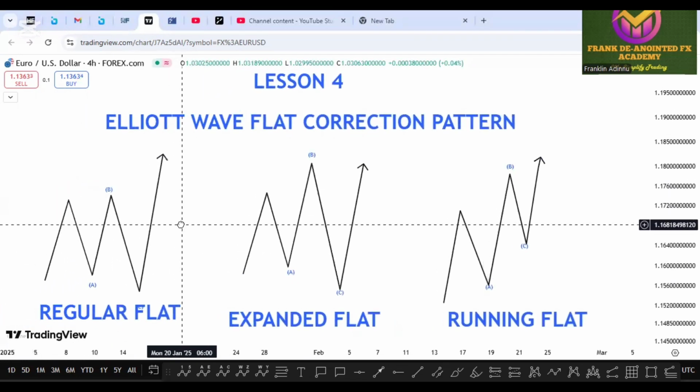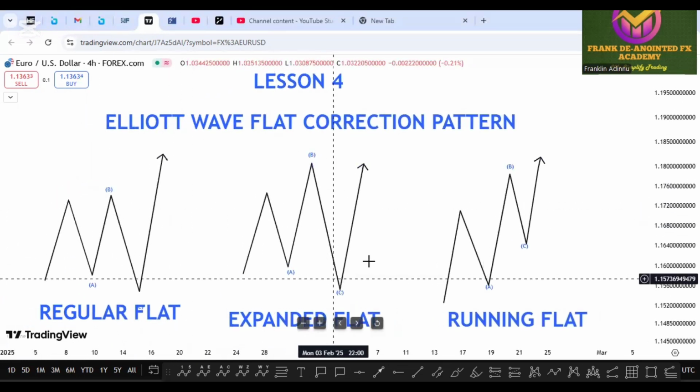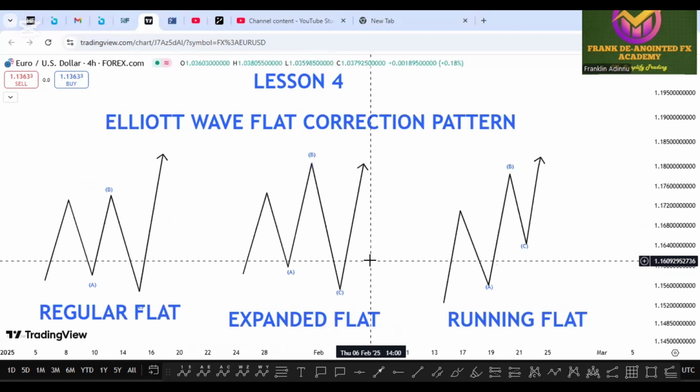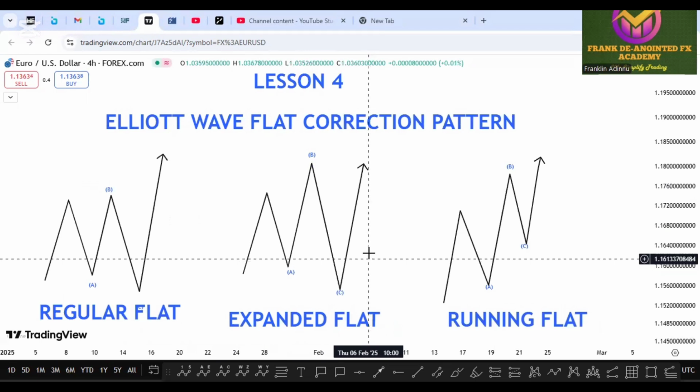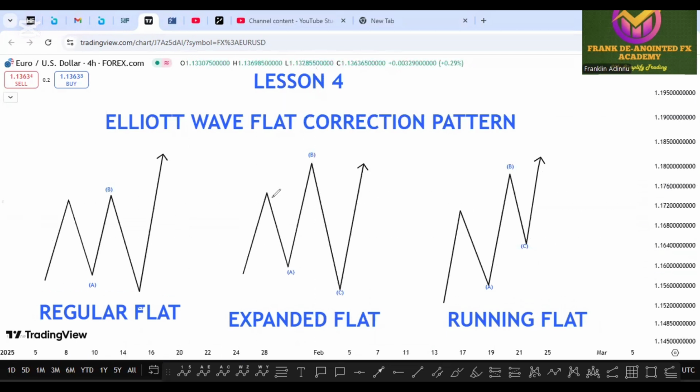So, coming to the expanded pattern. Some people call it the expanded flat, some call it expanding flats, some call it irregular flats. So here you discover that wave B is above the start of wave A of the correction. Wave B shoots out above wave A. You must break above the starting point of wave A. This is the starting of wave A. You must come above it.